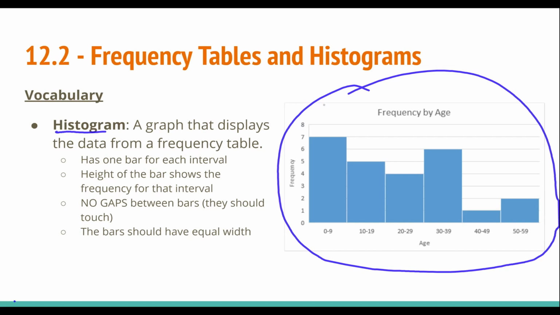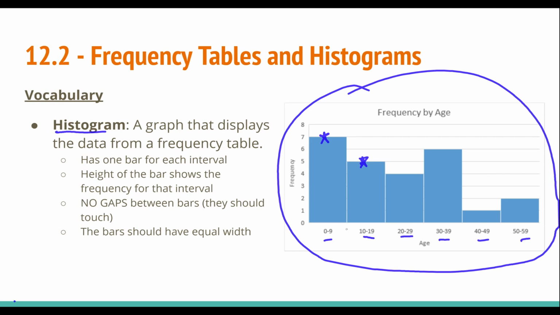Now, hopefully you have that slide in front of you, or if not, take a look back at the previous slide. That frequency table is represented by this histogram. There's one bar for every interval, so there's our 0 to 9, 10 to 19, 20 to 29, 30 to 39, 40 to 49, 50 to 59. And the height of the bar shows the frequency. So there's our 7 ages 0 to 9. There's our 5 ages 10 to 19, so on and so forth.